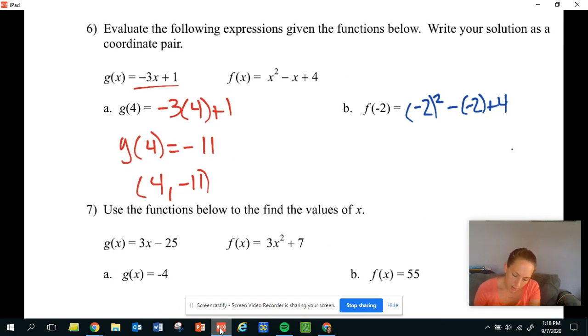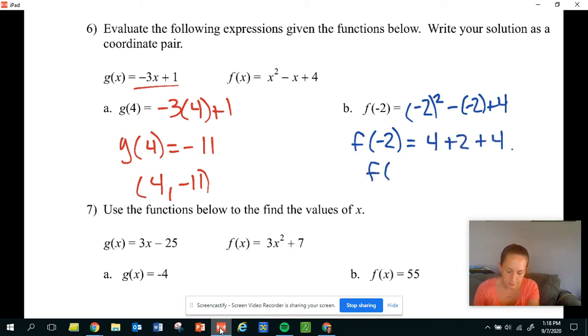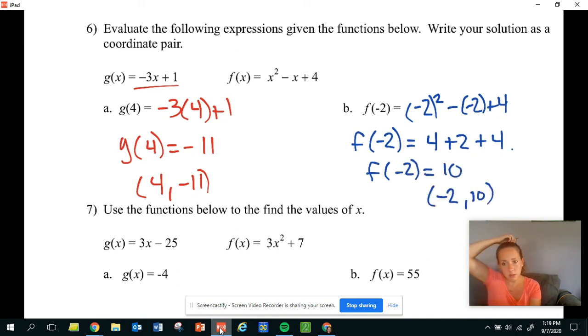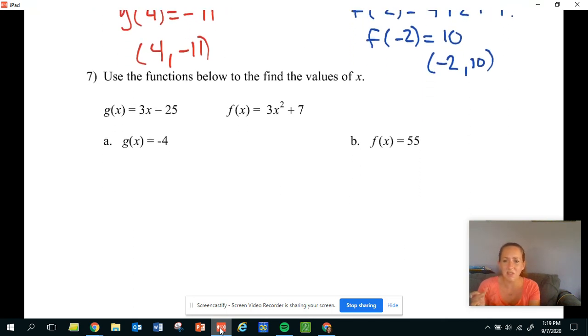So anyway, this becomes 4 plus 2 plus 4, which ends up being 10. So that's the point -2, comma 10. Next, well, yeah, just make sure you're always plugging in with parentheses. I'm going to say it like 500 times. People are still going to do it wrong. It's frustrating, but it happens.